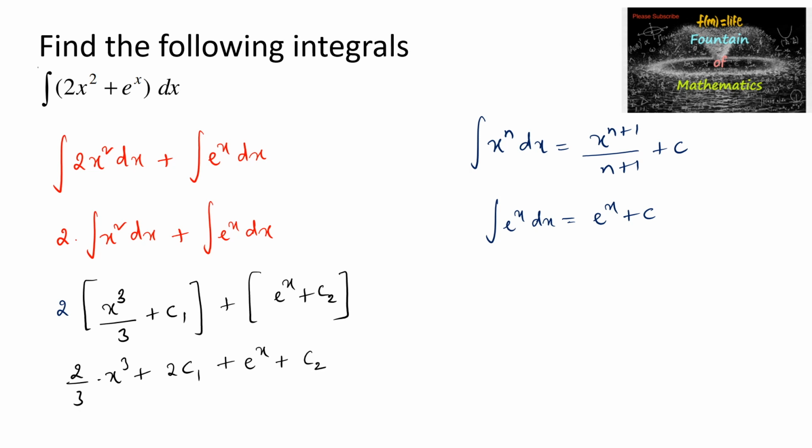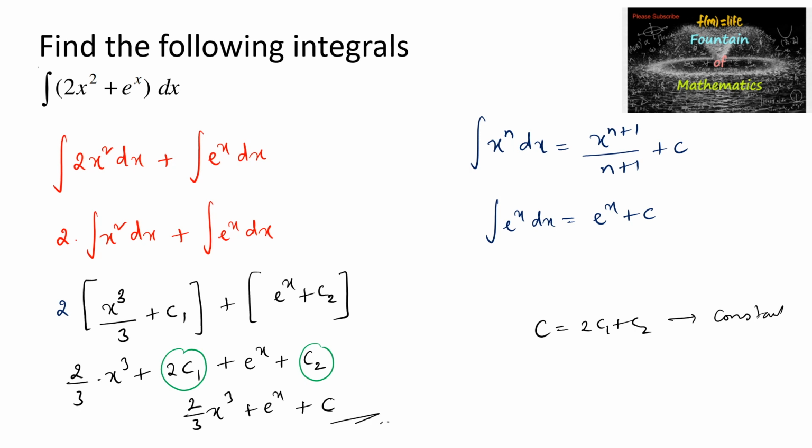So here 2 times c1 plus c2 is a constant. Let us consider c is equal to 2 times c1 plus c2, another constant, and hence we can give the answer as 2 by 3 x power 3 plus e power x plus some integral constant c. This is the answer. Okay.